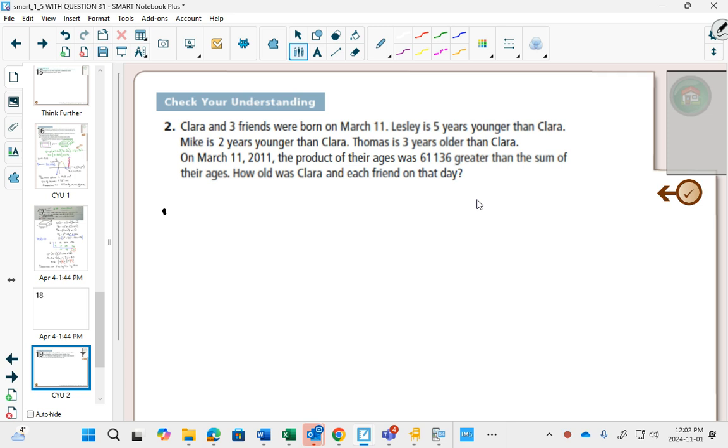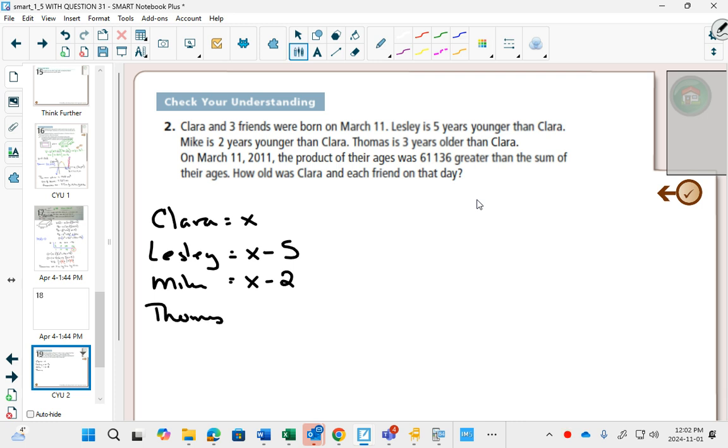So everybody's compared to Clara, so we'll say that she is X years old. Okay? That makes Leslie, who's younger, X minus 5. Mike is younger. He's X minus 2. Thomas is older. He'll be X plus 3.